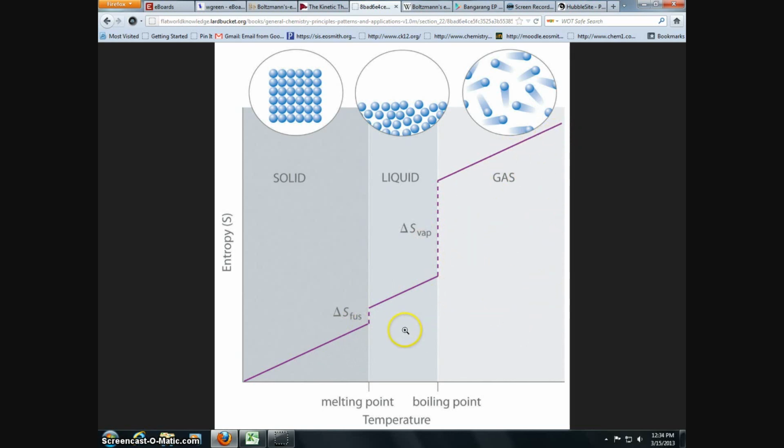Now, the weird thing on here, though, is if you look at these breaks right here, what those are is the phase transitions. That's the transition here between solid and liquid. There's a big jump in entropy. And then between liquid and gas, there's another big jump in entropy.